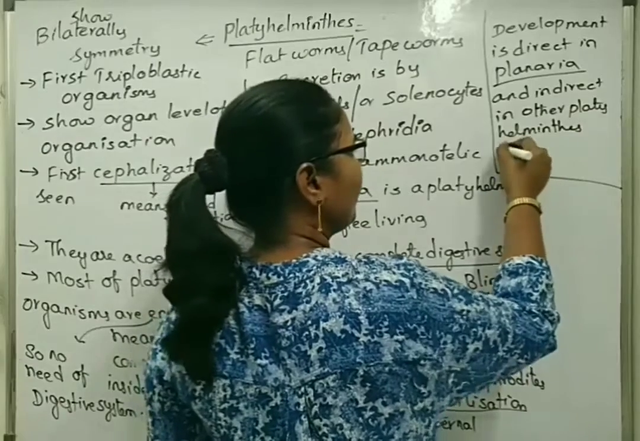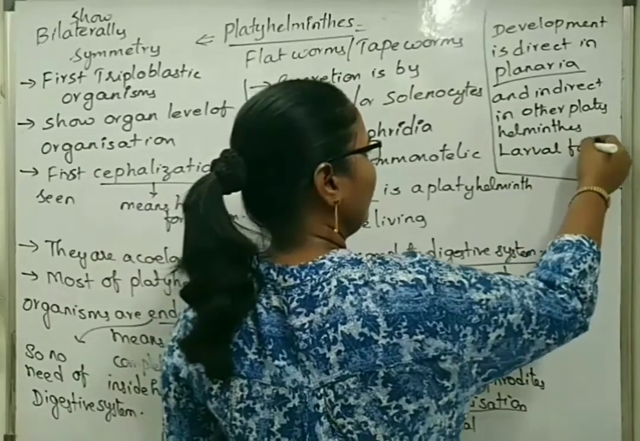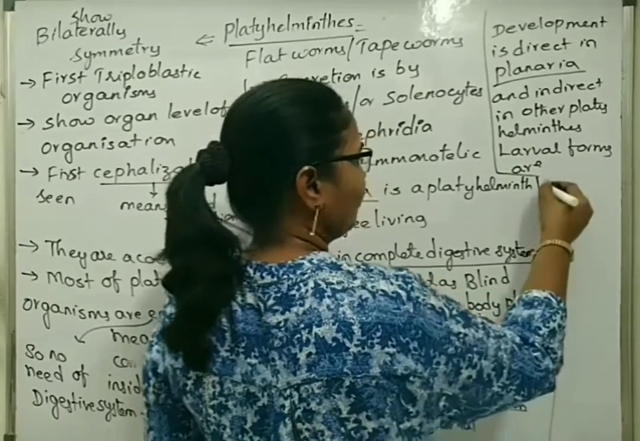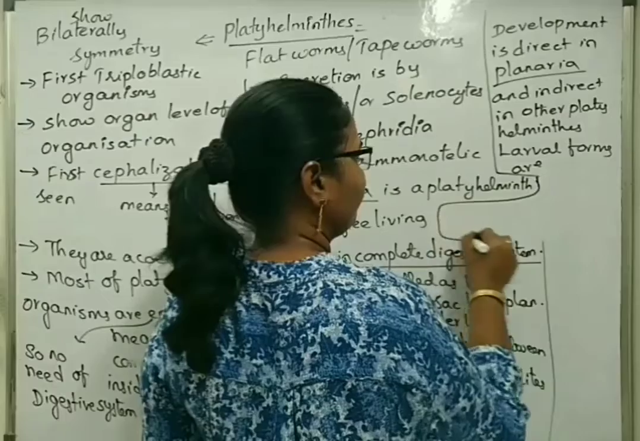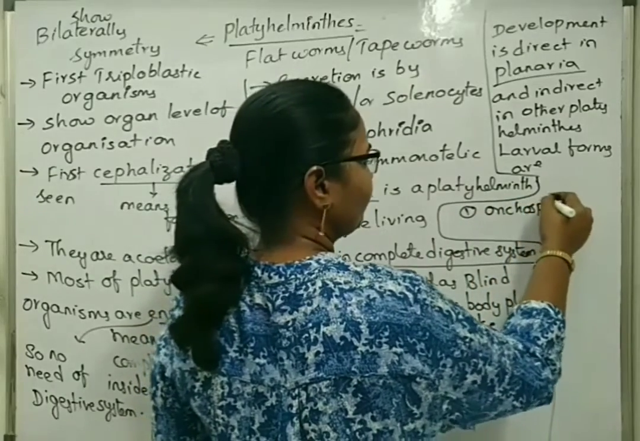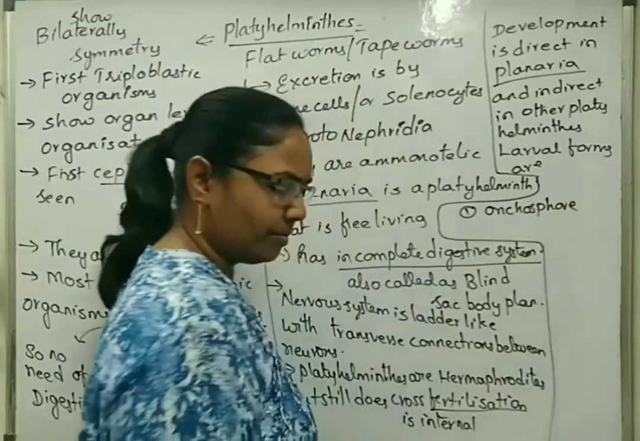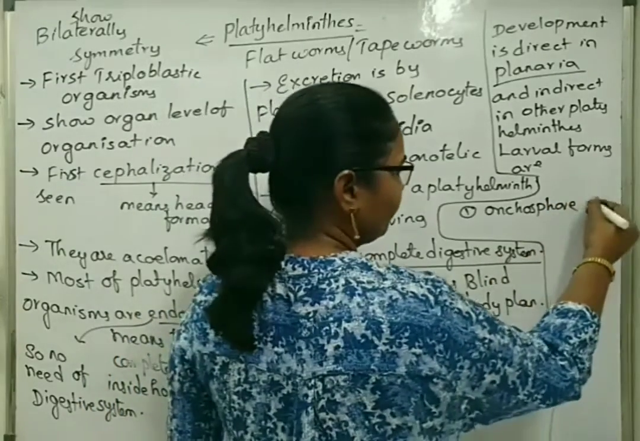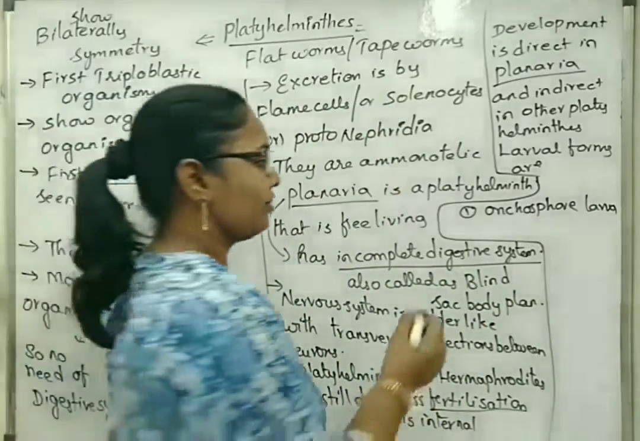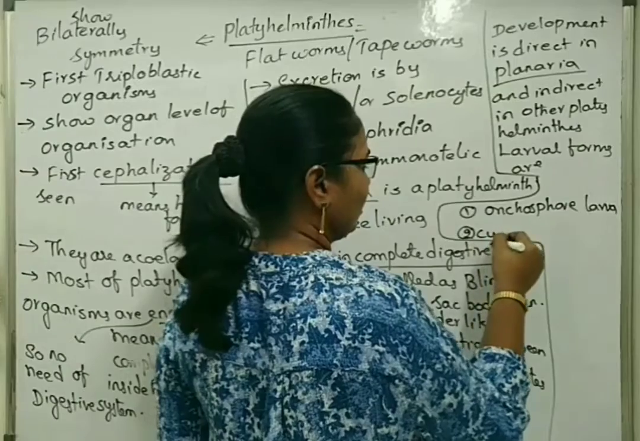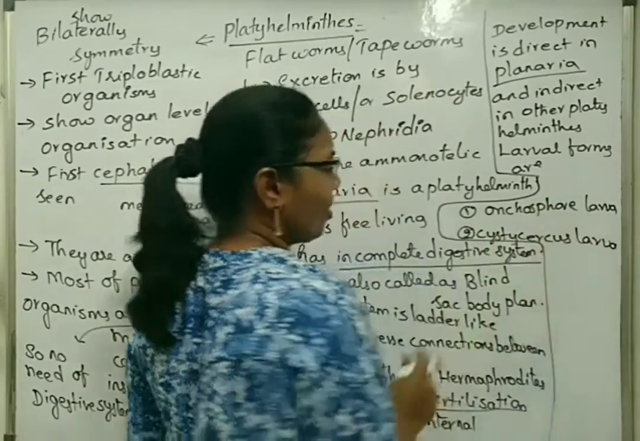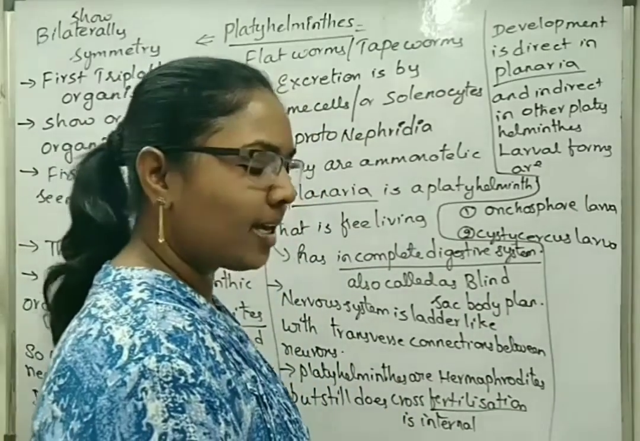So, what are the larval forms? The first one is the oncospore larva, and the second is the cysticercus larva. The oncospore larva is also called the hexacanth larva.